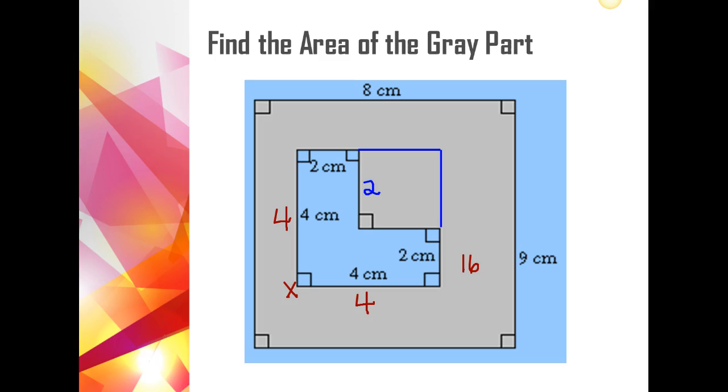Each side length of that part is 2 centimeters, so its area is 2 times 2, or 4 centimeters squared. We then subtract 16 minus 4 to get 12 centimeters squared for the area of the composite figure. We will once again subtract that from the total area of 72 centimeters to find that the area of the gray part is 60 centimeters squared.